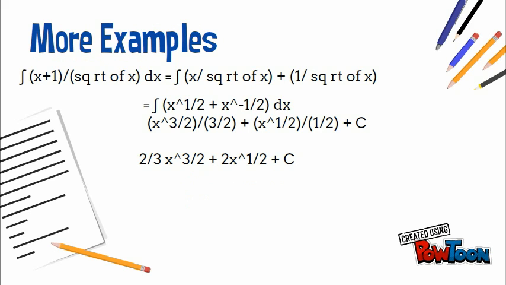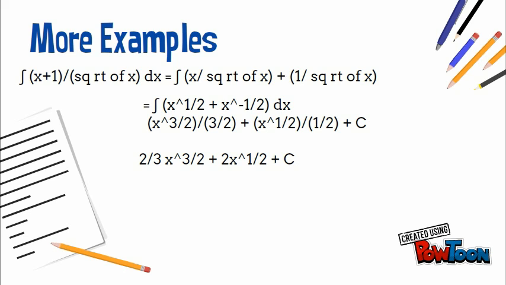A harder example is to integrate x plus 1 divided by the square root of x dx. First, you split them up, so x divided by the square root of x plus 1 divided by the square root of x. Then you rewrite with fractional exponents to get x to the 1/2 plus x to the negative 1/2 dx. Then you integrate, so n plus 1, so 1/2 plus 1 is 3 divided by 2, and then you divide by that same number.